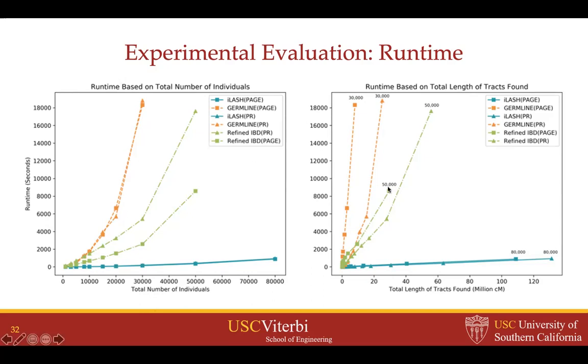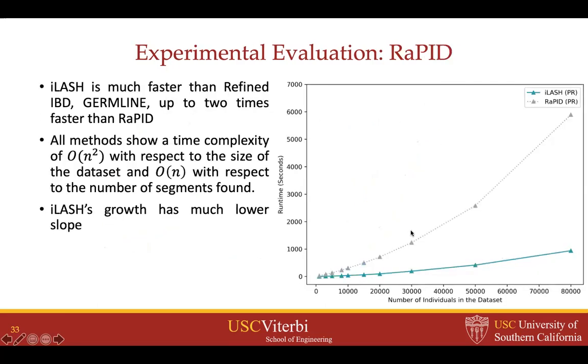Again, this is based on the number of individuals, and this is based on the length of the tracks found. In a sense, our algorithm is almost linear in the number of tracks that are found. I think that the bigger the population, the more segments you're going to find in common. We took 100 seconds for 80,000 individuals, while Germline was taking 18,000 seconds for 30,000 individuals. So these are the improvements.